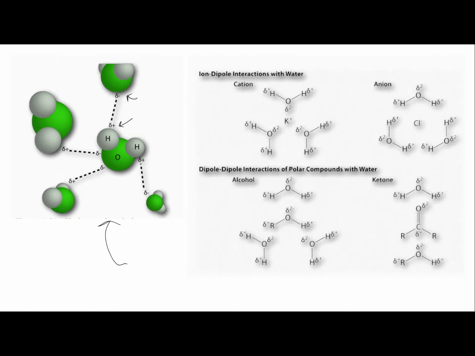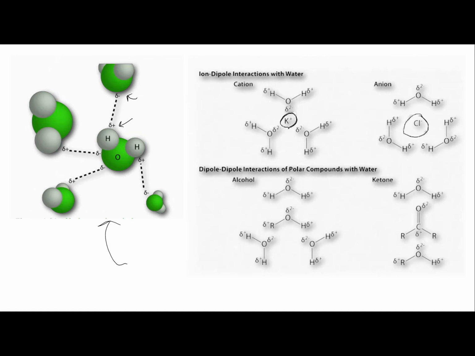So here we're looking at just a couple of interactions, ion-dipole interactions. Here you can see an ion, K plus, interacting with the dipole nature of some of these water molecules, or the anion again interacting with the partial charges of a dipole. You can see dipoles interacting with each other as well.